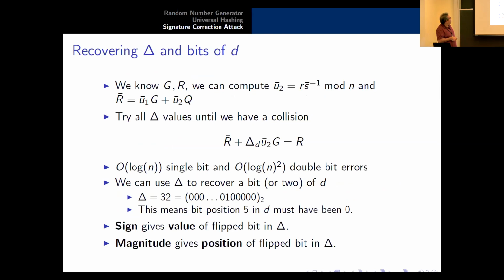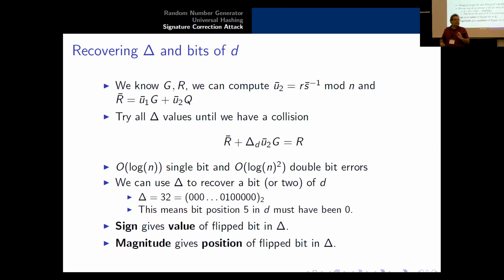Now our goal is to go from R bar to R. We know this, we know this, we know G, we can compute U2 bar, and we can now try. It's an elliptic curve equality check, so we can't compute delta directly, but there are only a finite number of possibilities. If we have 256-bit ECC, try 256 bit locations, right? Or if you have 2 flips, it's only 256 choose 2. It's still a small number. We can try them and see which delta actually matches this here.